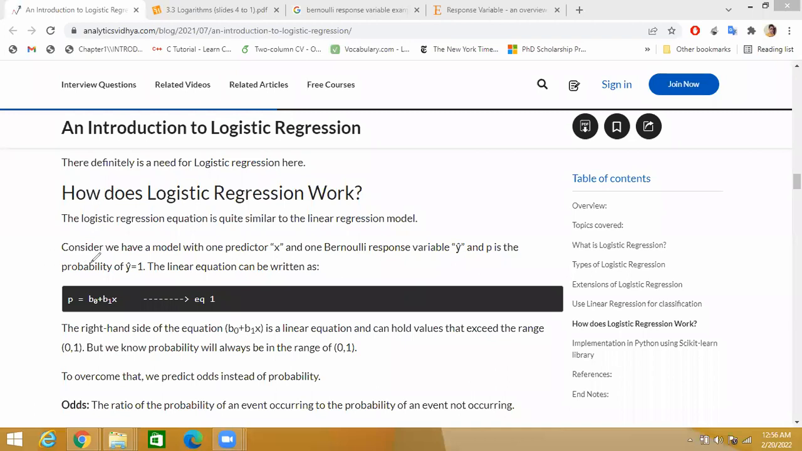Consider we have a model with one independent predictor variable x and one Bernoulli response variable y hat, and p is the probability of y hat equal to 1. Then the linear equation can be written as p is equal to b naught plus b1 x. You can see this is the same equation as y is equal to mx plus c. So it is the equation of linear regression.